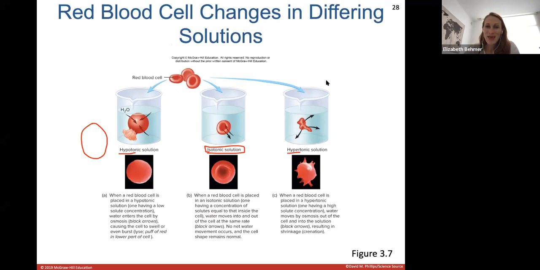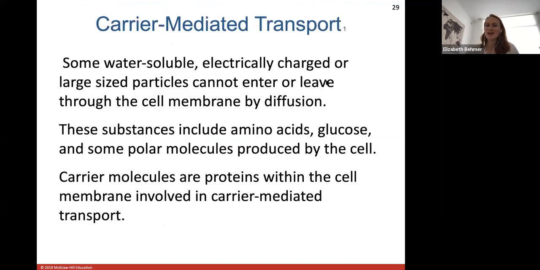Okay, so hopefully that gives you a little more information about osmosis. So we're going to talk a lot about transport, I told you, but eventually we'll get to some of the other organelles in the cell.